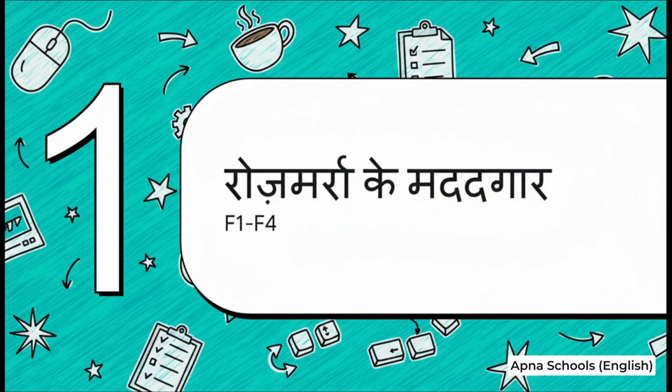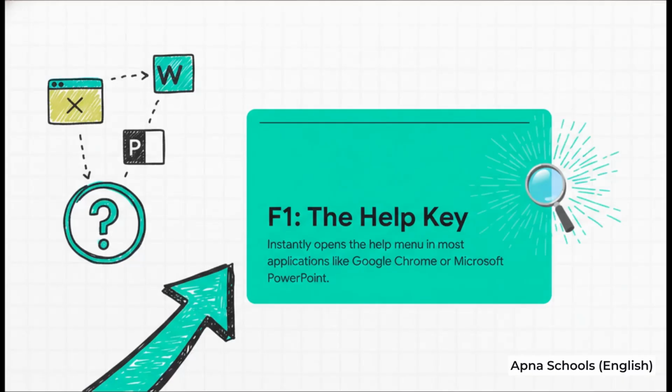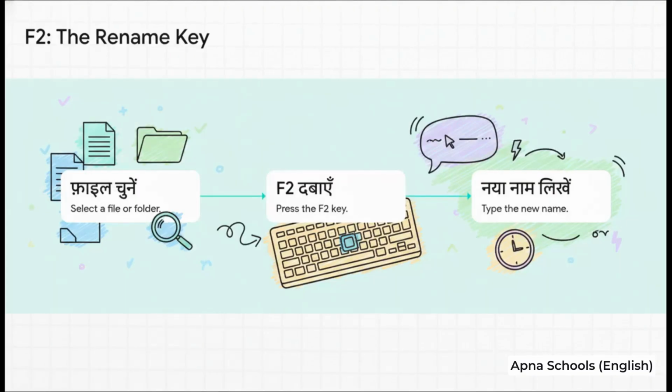All right, let's kick things off with the first 4 keys in the lineup. You can think of these as your daily drivers. These are the foundational shortcuts that, honestly, you can start using the second this is over. So F1 is your universal "I'm stuck" button. Picture this. You're in Chrome, and you totally forget how to clear your browsing history. Instead of clicking through a bunch of menus, you just hit F1. Bam! The Help Center for that exact program pops right up. This works almost everywhere. Microsoft Word, PowerPoint, you name it. It's a lifesaver.